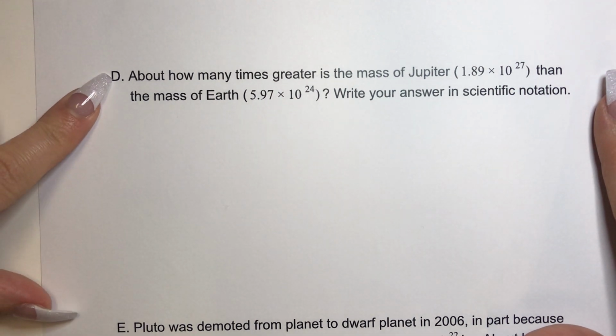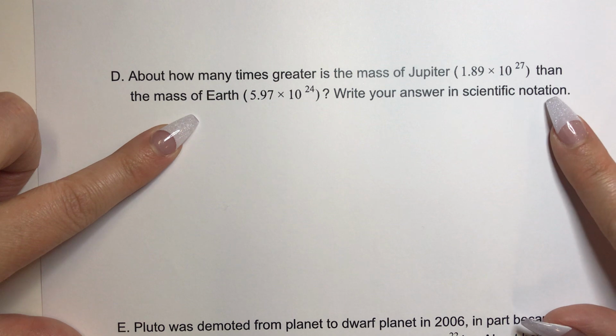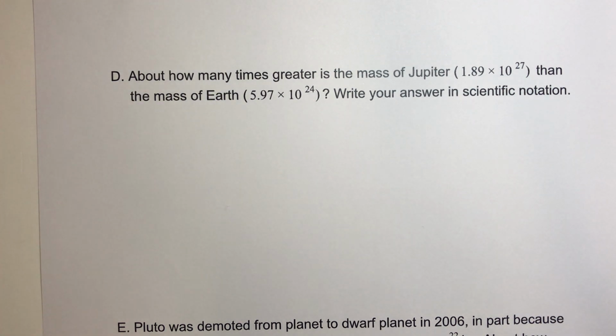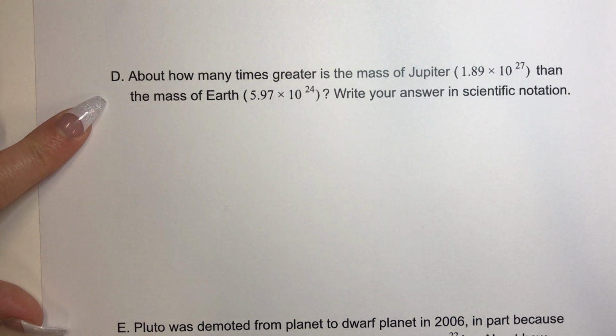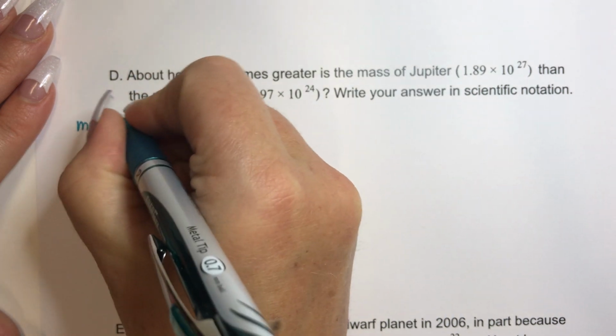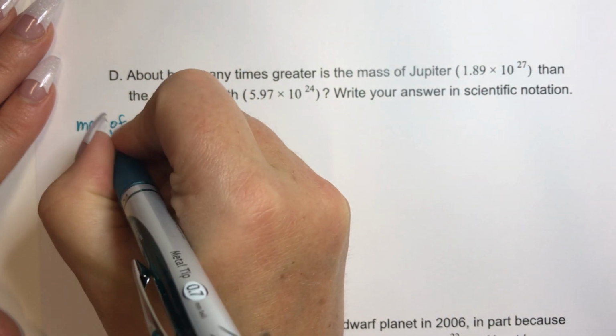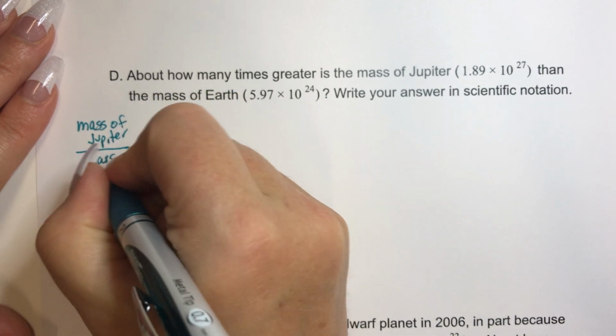Here we go. It says D. About how many times greater is the mass of Jupiter than the mass of Earth? Write your answer in scientific notation. Okay, so when we're doing a problem like this, we have to put the mass of Jupiter, this is a fraction, mass of Jupiter over the mass of Earth. So it goes like this.